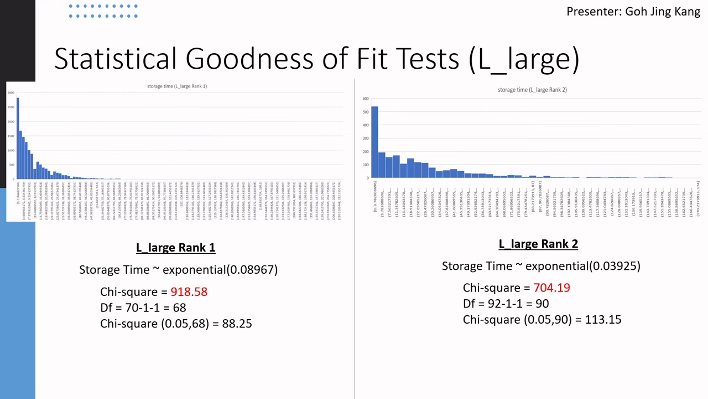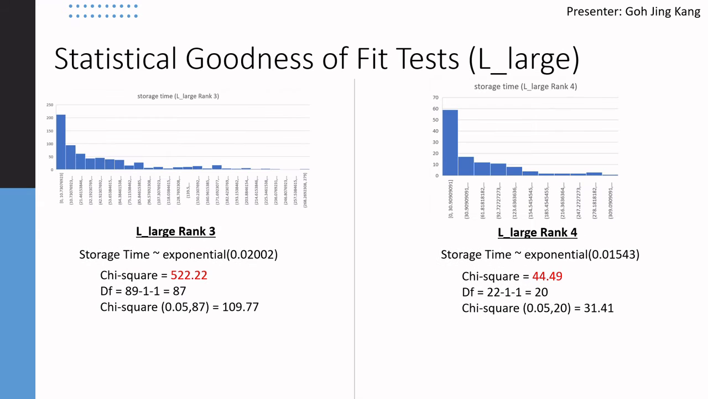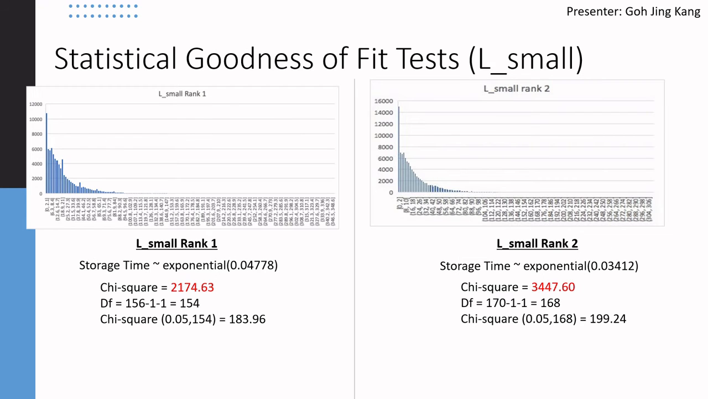Our group also did statistical goodness of fit tests for the 8 different groups. As we can see from the graph, the storage time resembles an exponential distribution. We went on to carry out hypothesis testing with chi-square and found that our inbound distribution will be rejected at a significance level of 5%. The closest of which is large load rank 4. However, as you can see, our model will definitely be rejected at a level of significance of 5%.